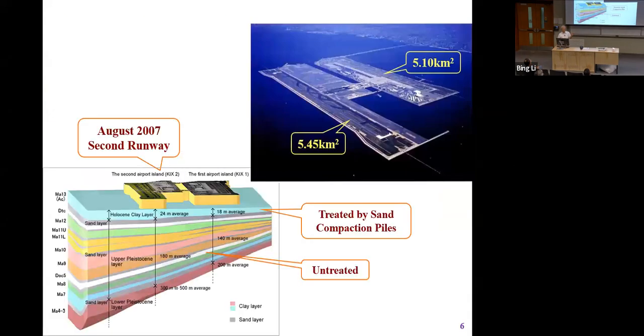For the first runway, you can see the geological profiles. This is the seabed profile, with runway one and runway two. For the first layers, around 24 meters, they improved it by installing sand compaction piles. They compact the sand in the soils, as shown, but only on the surface, 24 meters. For the soils below, there is no improvement. Maybe the soil below is not as soft, but it can still settle.